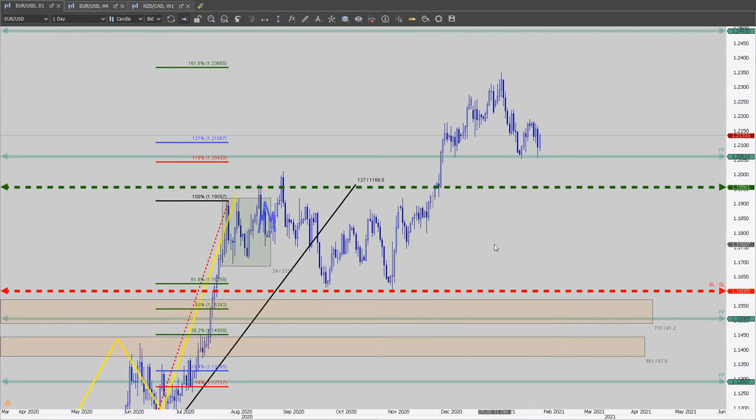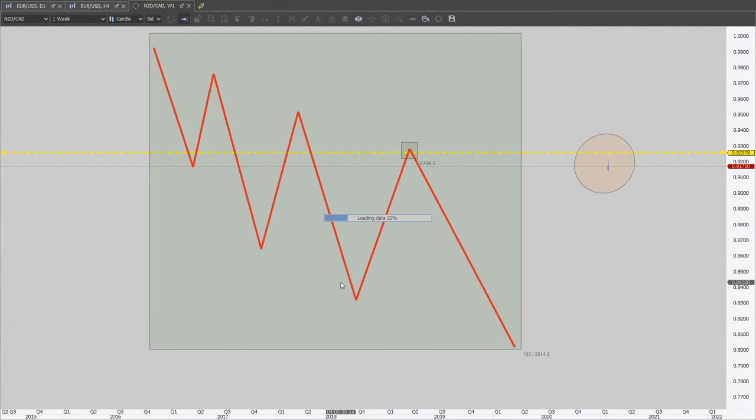Okay, so let's find the chart NZD CAD. Okay, great.